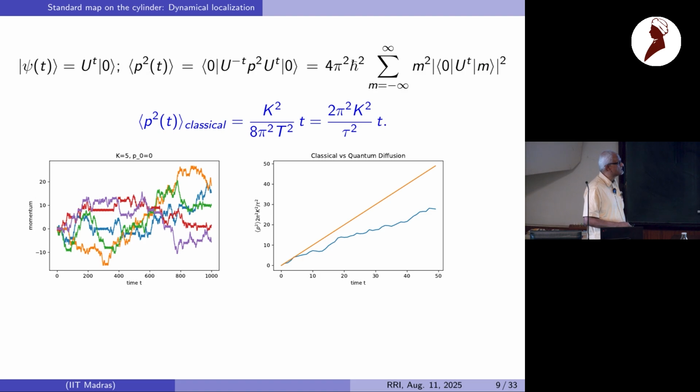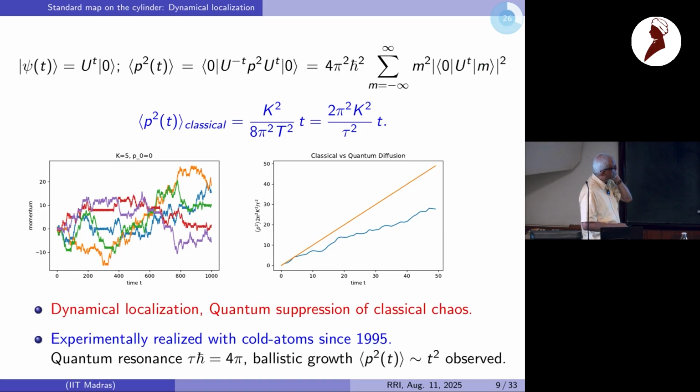But what this shows is that the quantum diffusion is much smaller than the classical diffusion. And in fact, for a very long time, it looks like it's getting saturated. And therefore, the quantum momentum gets, in some sense, localized. So there's a whole host of connections to this. This phenomenon is called dynamical localization. There's no disorder in the system, but there is some effective kind of disorder. You can do a mapping to the Anderson localization problem. It was the first example of quantum suppression of classical chaos.